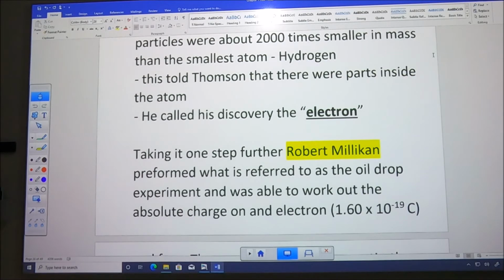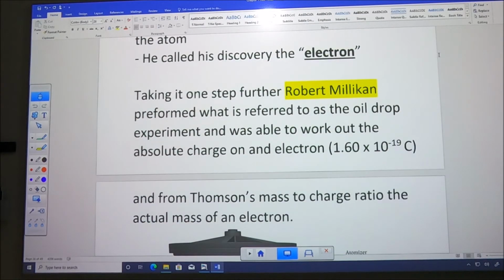When he went to publish this, a couple of his colleagues said, "Thomson, there is nothing smaller than a hydrogen atom. Didn't you listen to Dalton? There is nothing inside the atom. It's a hard sphere." And Thomson said, "I don't care what Dalton said. This is what I got for my experiment. This is what I'm going with." He published it. Other people tried the experiment. It worked. The electron was born.